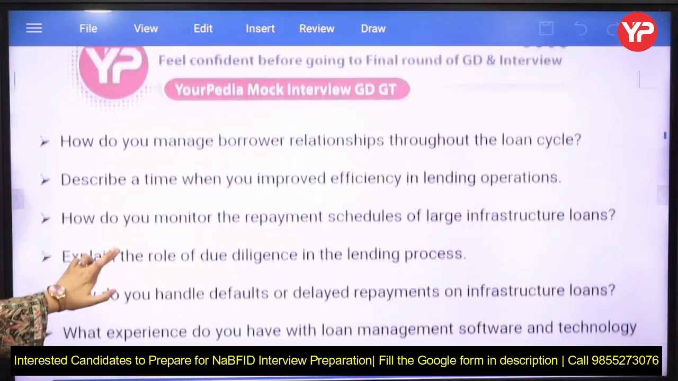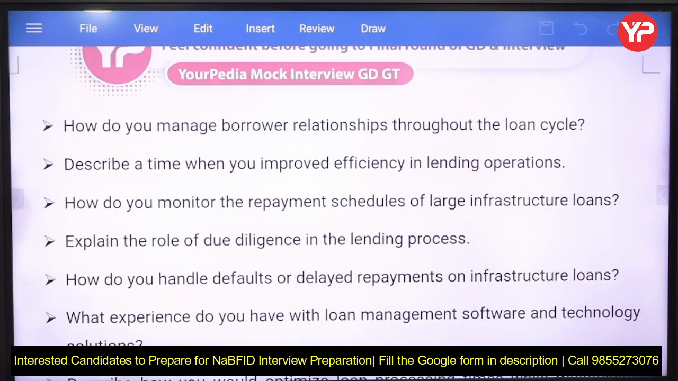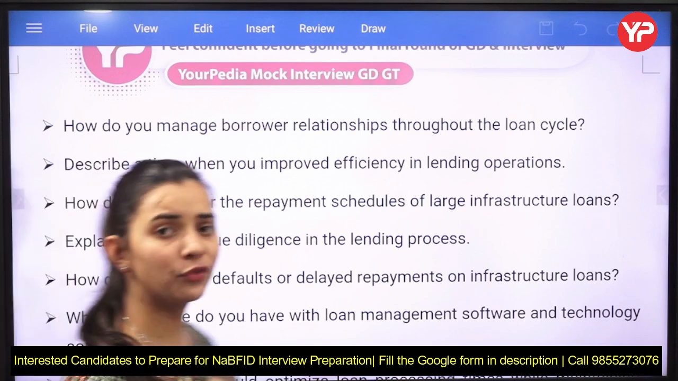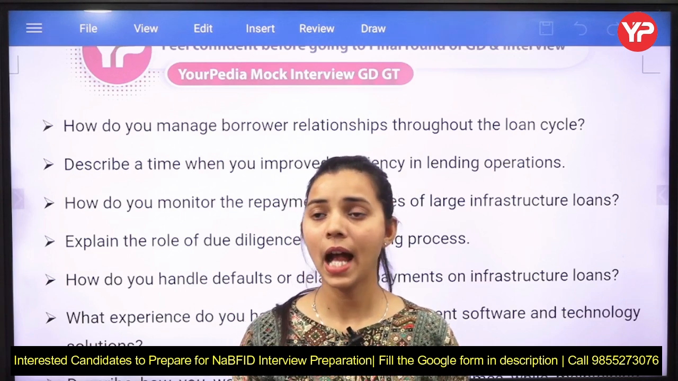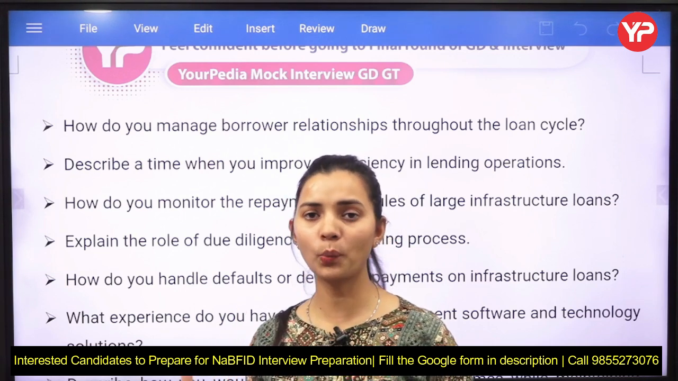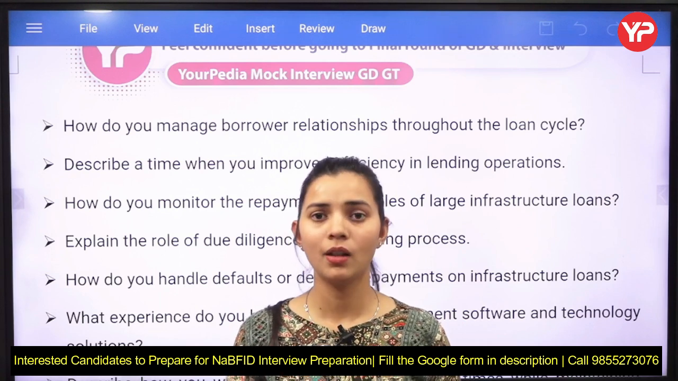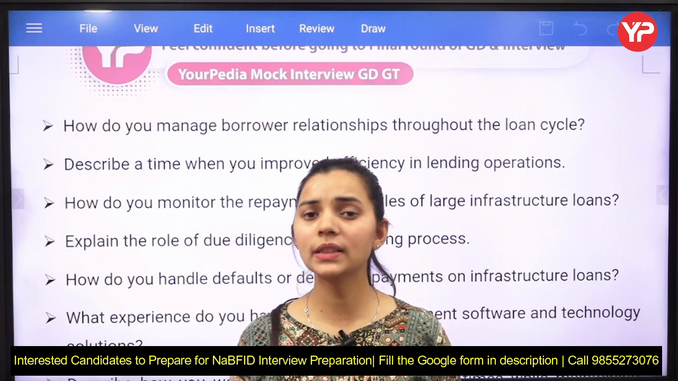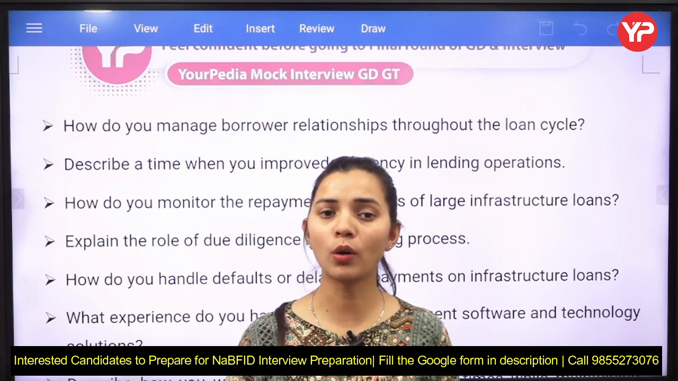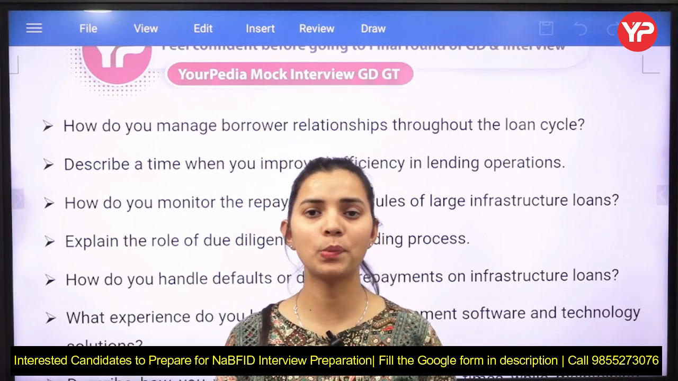Coming to the next questions: how do you manage borrower relationships throughout the loan cycle? Describe a time when you improved efficiency in lending operations. How do you monitor the repayment schedules of large infrastructure loans? Explain the role of due diligence in the lending process. See, when we lend or borrow, we basically take a risk, and it is the responsibility of a lending operation officer to know the due date, the duration of lending and borrowing, the amounts, the scenario, who needs to borrow and who needs to lend. All these things need to be prepared by you.